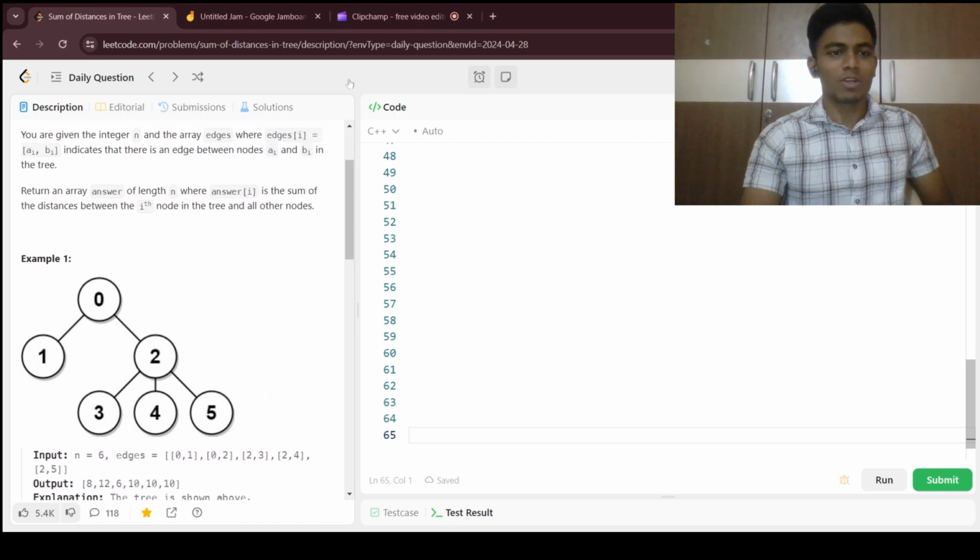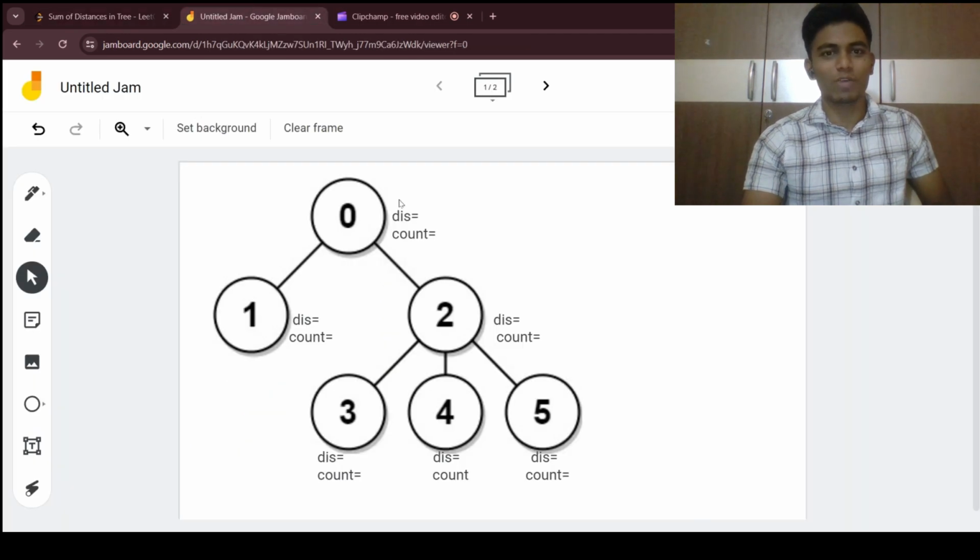So let us try to figure out how we can solve this. Suppose we have a node, and I want to calculate the distance between this node and all the nodes below it. Let us take this node, which is 2, and calculate the distance between 2 and 3. It is going to be 1, and for this it is 1, and for this it is 1. So the distance between this node and all its below children nodes is going to be 3.